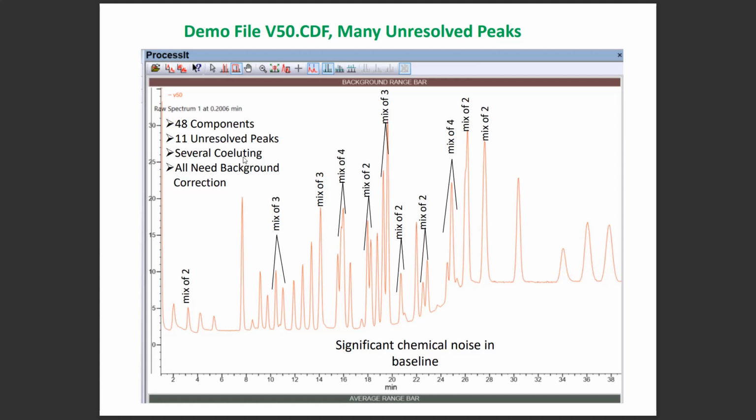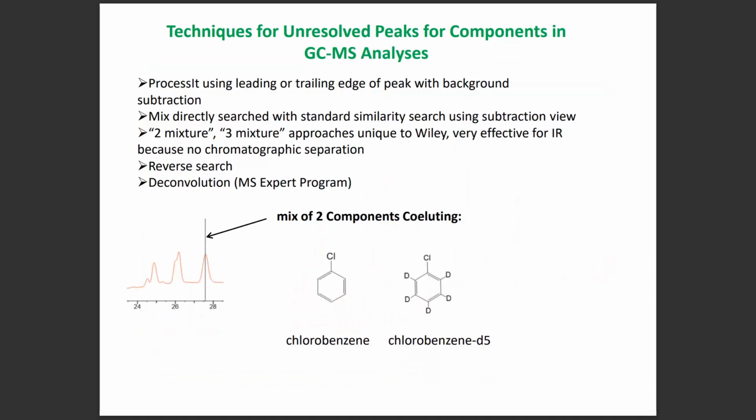Several are co-eluting even. All need background correction, as you can see below, because there's significant chemical noise in the baseline. The techniques for unresolved peaks for components in GCMS analyses are shown below. The first is to process it using leading or trailing edges of peaks with background subtraction. The second is a mix that is directly searched with the standard similarity search using a subtraction view.